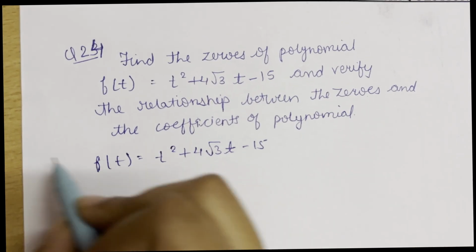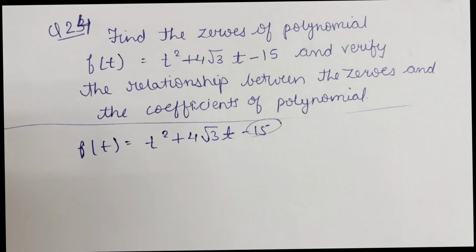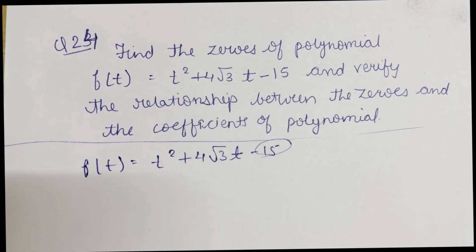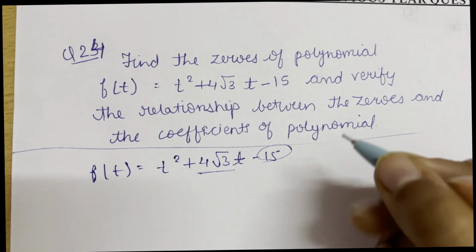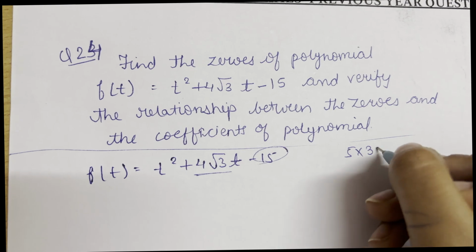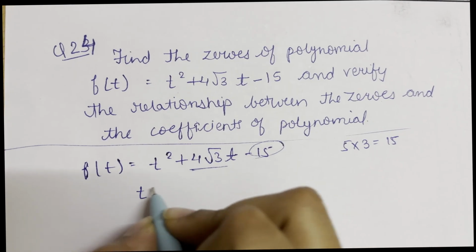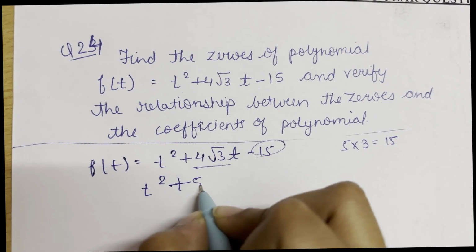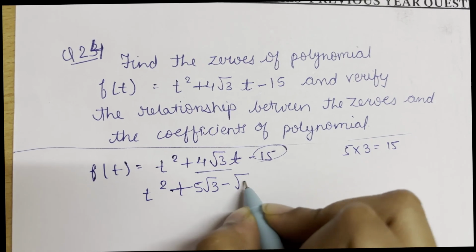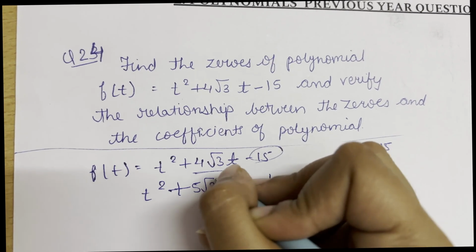The polynomial is given to us as t square plus 4 root 3 t minus 15. Now we have to split the middle term. The product should be 15, and on adding or subtracting, we should get this value. 15 can be broken down as 5 into 3. So we can write t square plus 5 root 3 t minus root 3 t, and multiplying these gives minus 15.